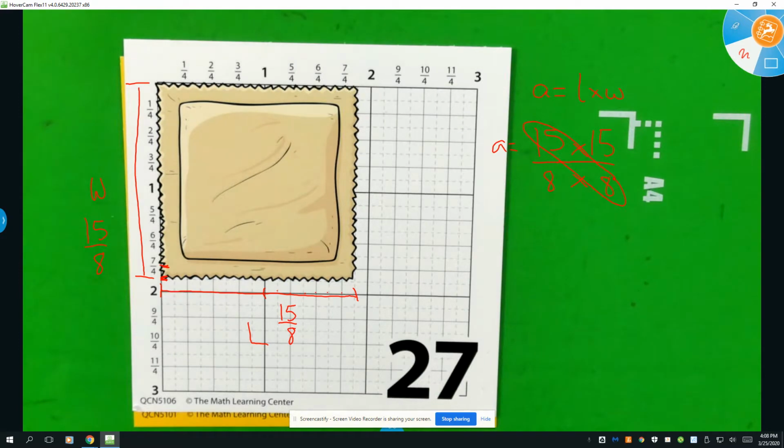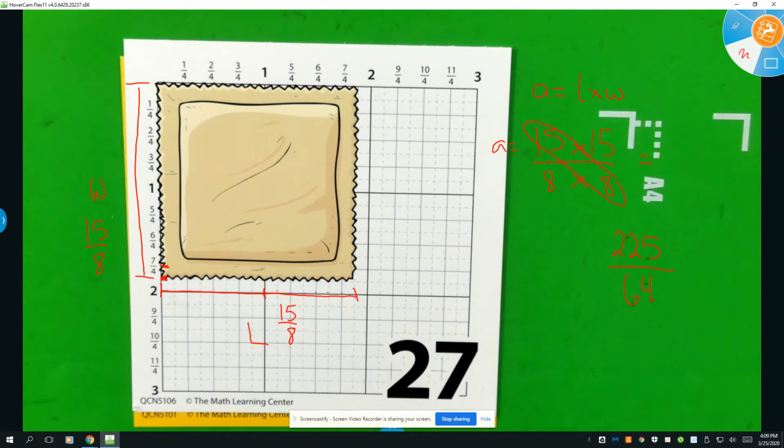Got about 10 more seconds. 15 times 15. And our answer is 225. So we have 225. And 8 times 8 is 64.